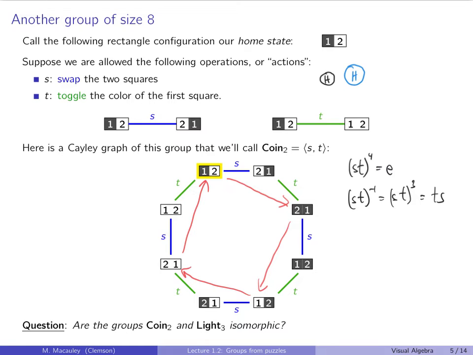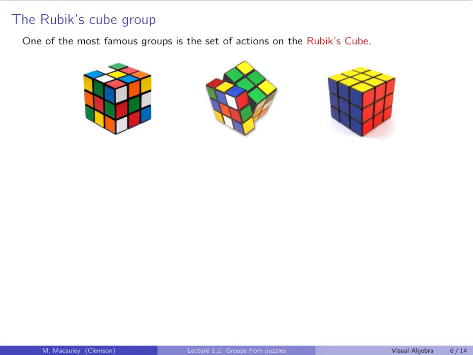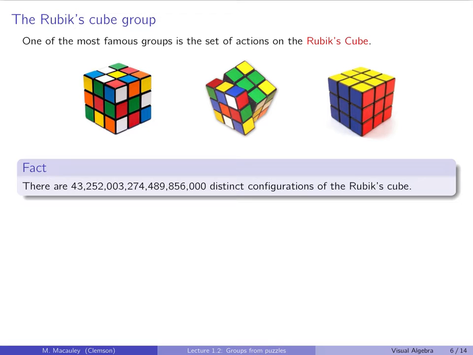I don't know if you'd consider this little thing with coins or squares to be a game or puzzle, but it will lead us into the topic of this, which is groups from puzzles, and perhaps you will recognize the following. One of the most famous groups is the set of actions on the Rubik's Cube. And of course, most people don't realize this is a group because most people don't even know what group theory is. It's not too involved to show that there are 4.3 times 10 to the 19th distinct configurations of the Rubik's Cube.